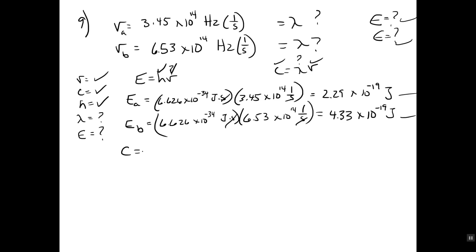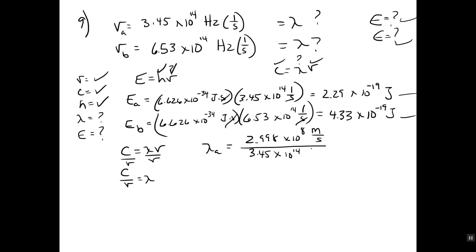So again, we've got C is equal to wavelength times frequency, and we know the frequency, but we don't know the wavelength. So we're going to divide these out as such, and you're going to get C over frequency is going to be equal to wavelength. So we got to do that for each. The wavelength of A is going to be equal to C over frequency. So that's going to be 2.998 times 10 to the 8th meters per second divided by the frequency of A, which is 3.45 times 10 to the 14th, 1 over S, hertz. Those cancel out. Your label is going to be in meters.